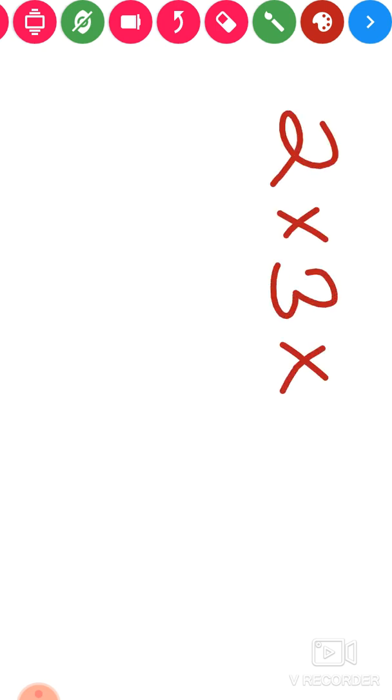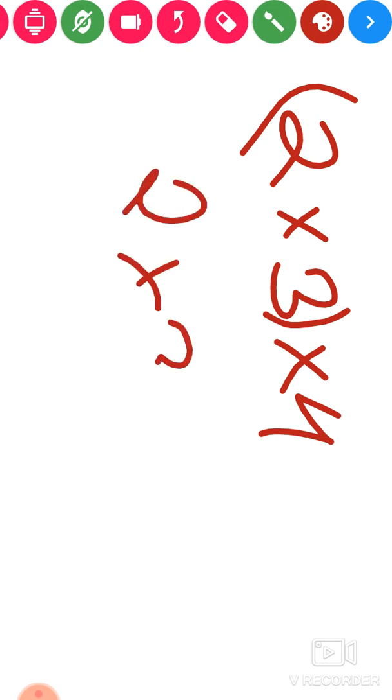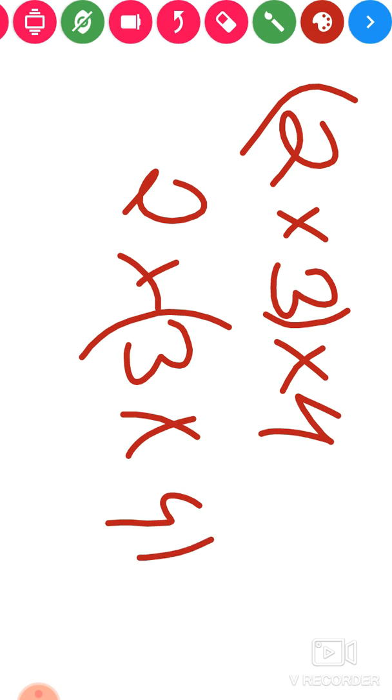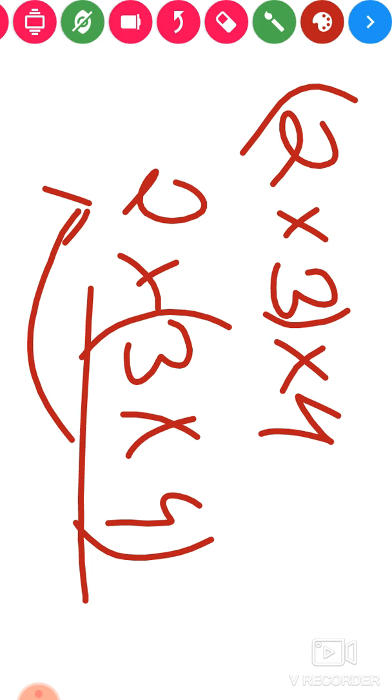Now next is the distributive property or regrouping property. That means 2 into 3 into 4. So here we can multiply these numbers in any order. First we can multiply 2 into 3, or we can multiply 3 into 4 first, and whatever answer we get, we will multiply with 2. We will get the same answer. Okay. So these are the properties of multiplication.